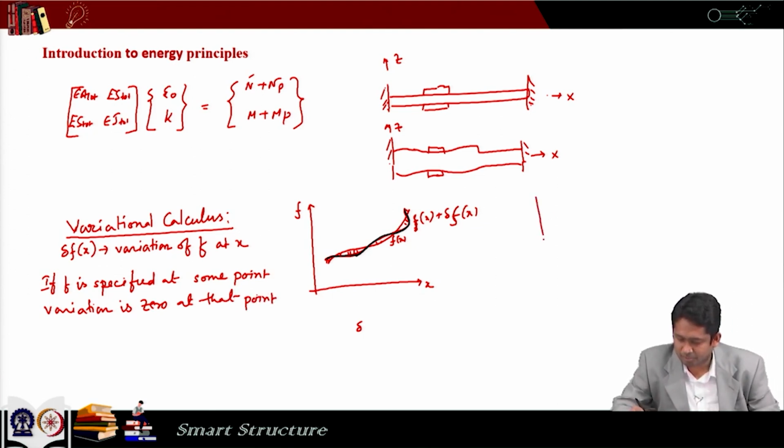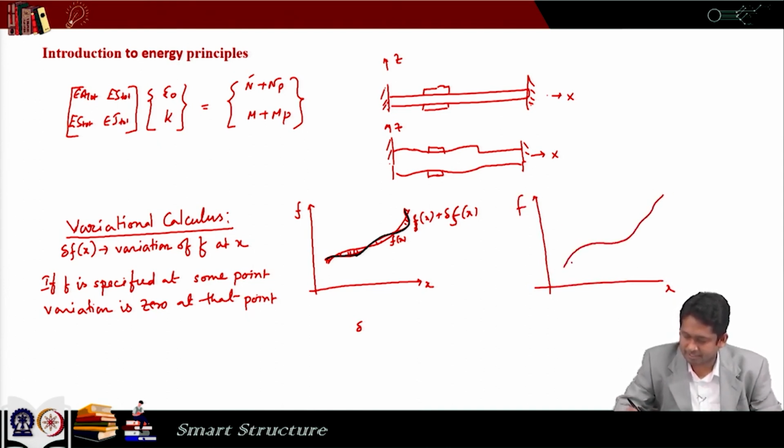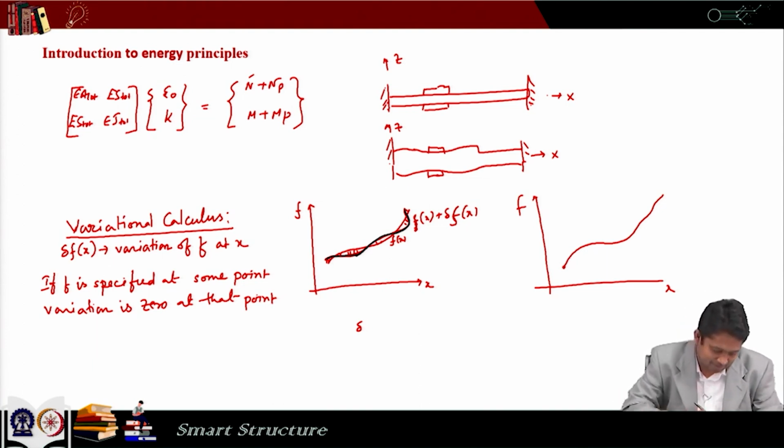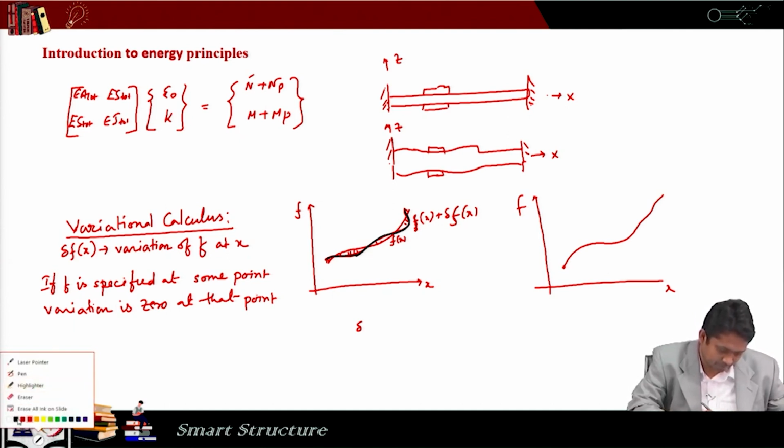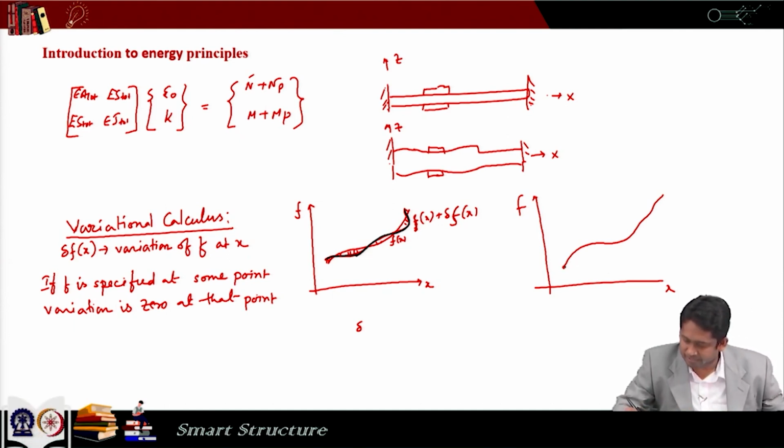which means suppose now I have a function f and this f is such that it has some specified value here, maybe it is a boundary condition. So, it says that the value of f has to be this, it has to be satisfied, that is the boundary condition. In that case, if that is specified there, then at that point the variation is not possible. So, the variation is 0 here. At other points variation can be non-zero, but at that point we cannot have any variation.